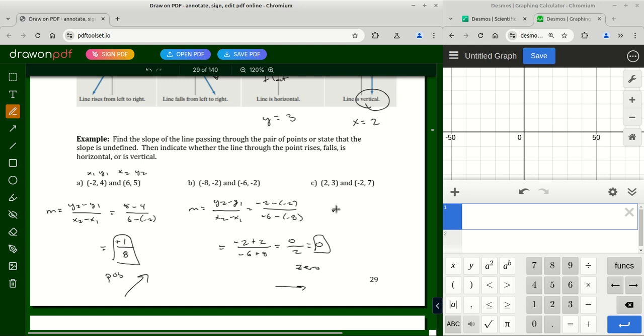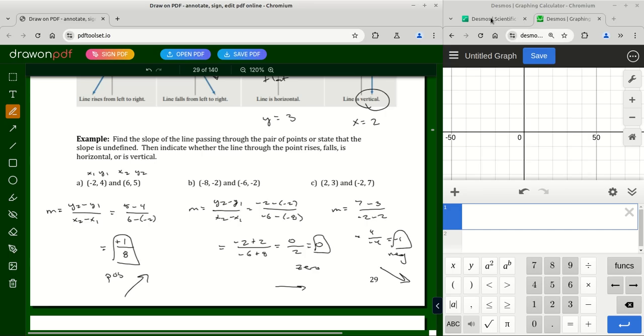Last one, here we go. I've got 7 minus 3, over negative 2 minus 2. So I got a 4 over negative 4. I got a negative 1. Negative means I'm going to go down. All right, just plugging it in.